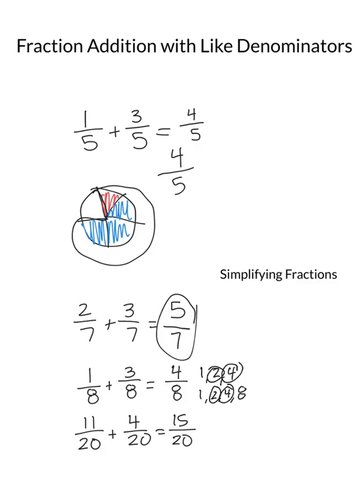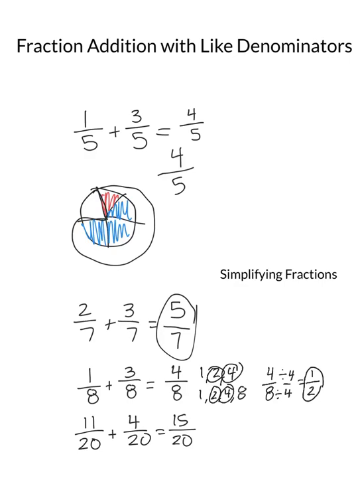All right, so I'm going to divide by the biggest one. So I divide both the top and the bottom by 4. So then I do 4 divided by 4 is 1, 8 divided by 4 is 2. So 4/8 simplified would be 1/2.